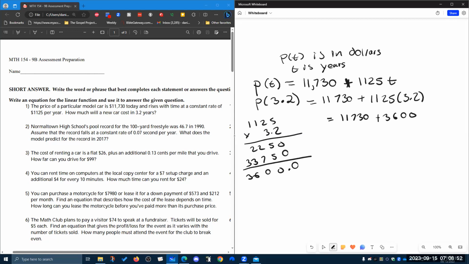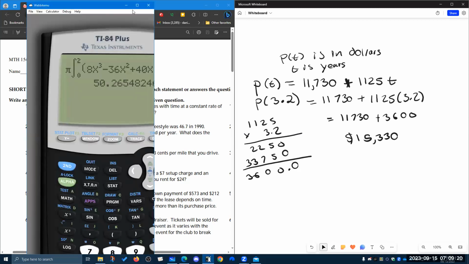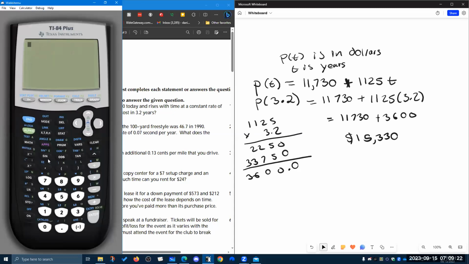And then we're going to add that to the base price of 11,730. And we get 15,330. Let me show you how to do that pretty easily in your TI-84 calculator. It's pretty nifty. Get rid of this calculus I was doing here.